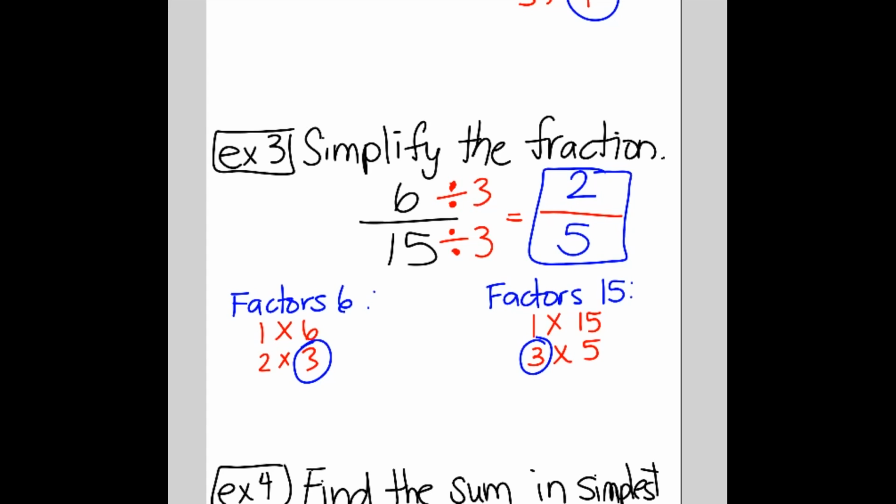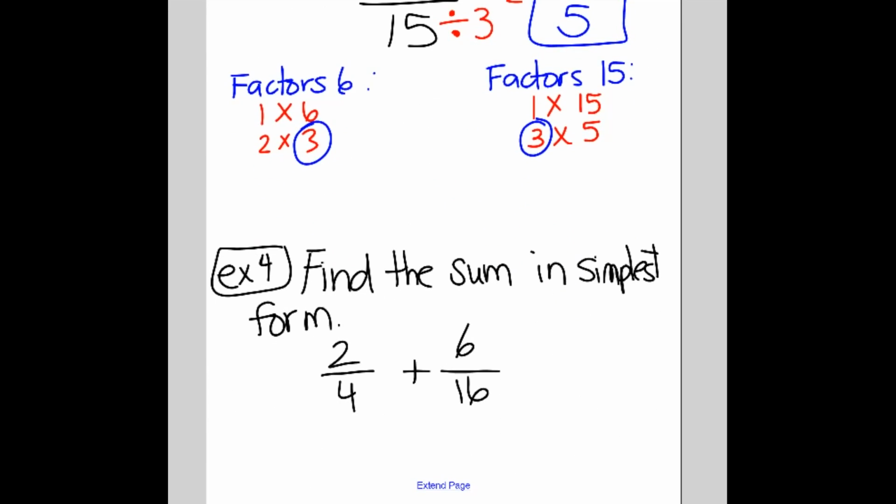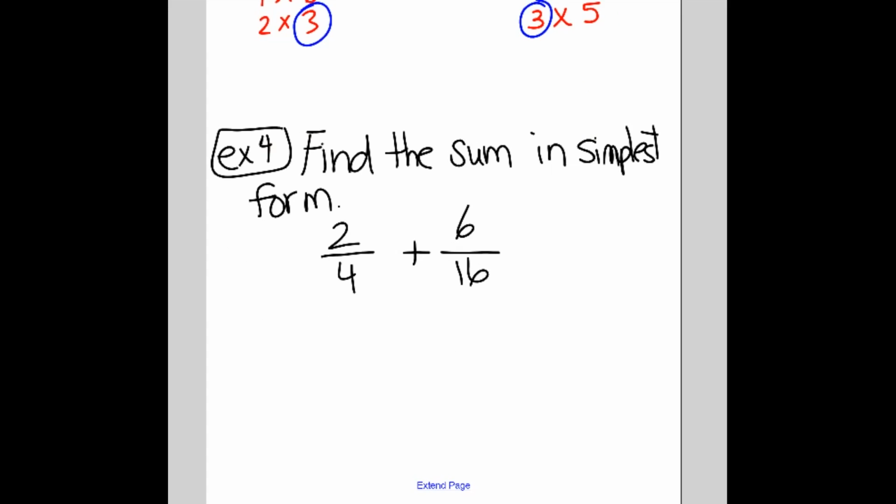All right, now let's actually do an addition problem and then simplify. So with our last example, we're going to find the sum in the simplest form. That means that we get our answer and then simplify it. So starting off, let's do our first step when it comes to adding and get our common denominators.